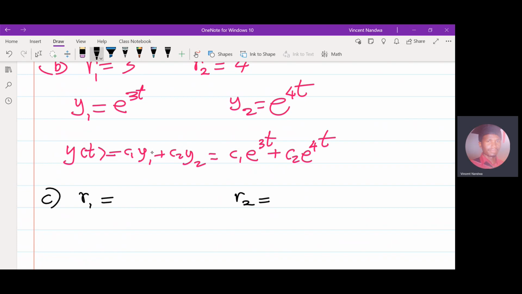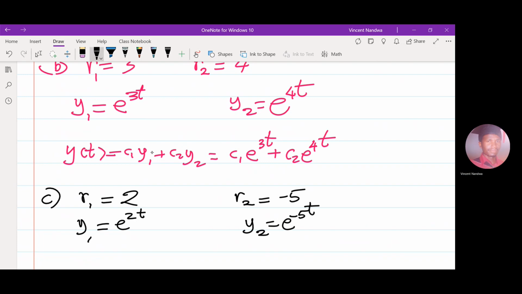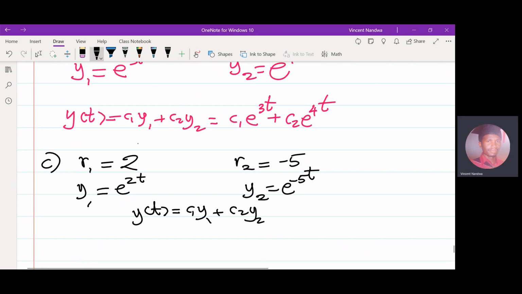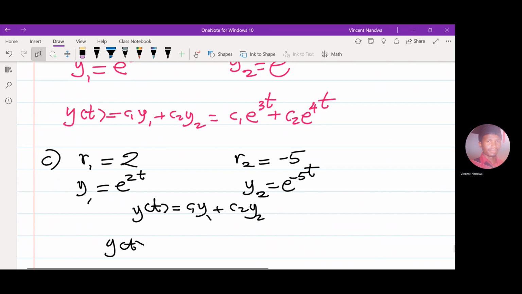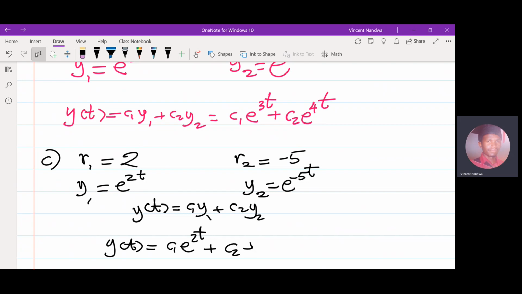Two and negative 5. Yeah, 2 and negative 5. So which means y1 will be e power 2t, y2 will be e power minus 5t. So the final solution y of t is the linear combination of these two solutions, which will give us y of t to be c1 e power 2t plus c2 e power negative 5t. So if you are given extra information about the y function, we can get the values of c1 and c2.